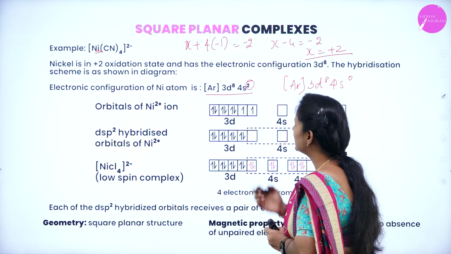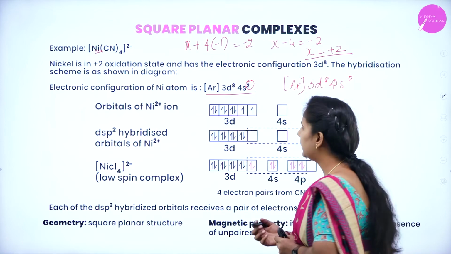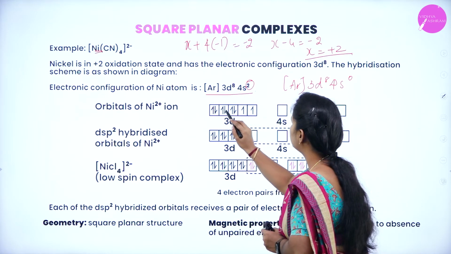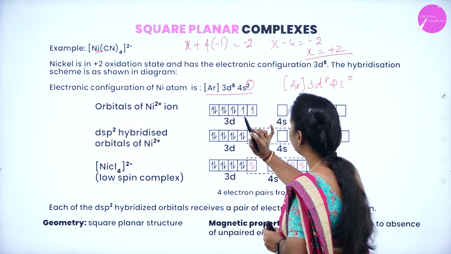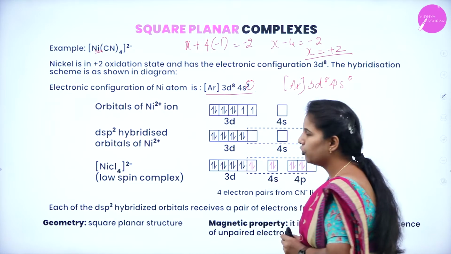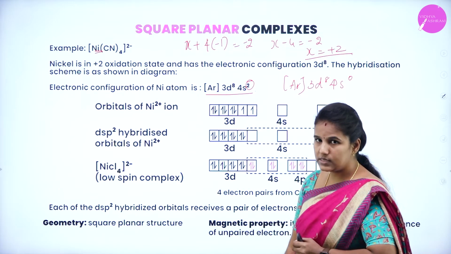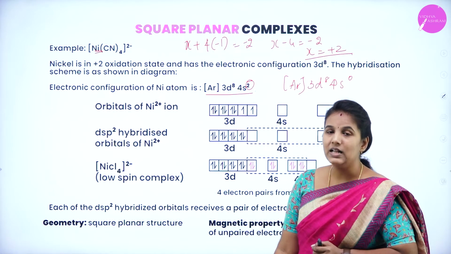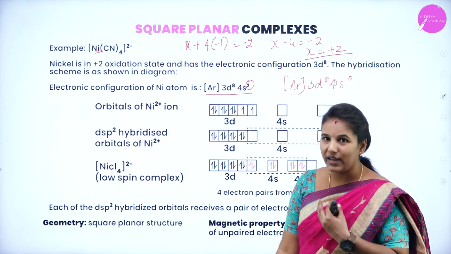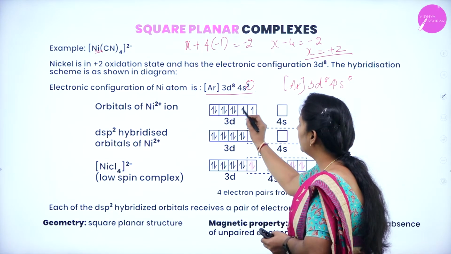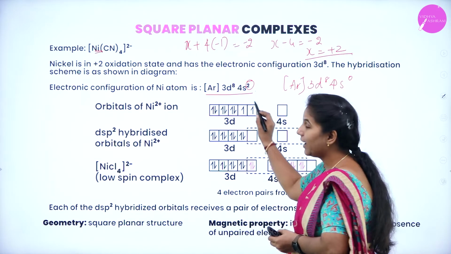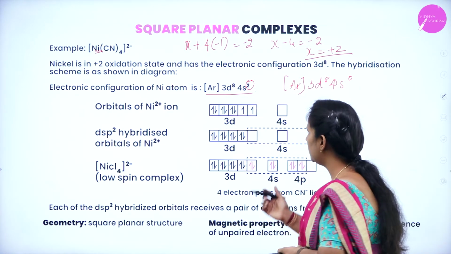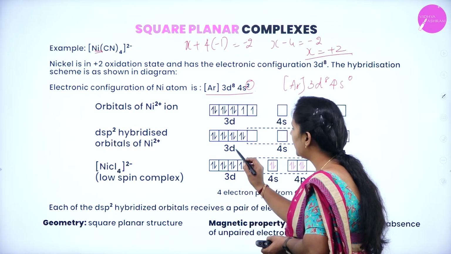Now, if you see the orbitals in the nickel 2 plus ion, the 3d will consist of 8 electrons, is it right? Yes, 1, 2, 3, 4, 5, 6, 7, 8, and 4s will be empty, and 4p I have written. But here you can see that it has been occupied by the cyanido ligands, is it right? The 4 cyanido ligands are very strong, hence spin pairing will take place against Hund's rule. So these 2 electrons will get paired up in the 3d.